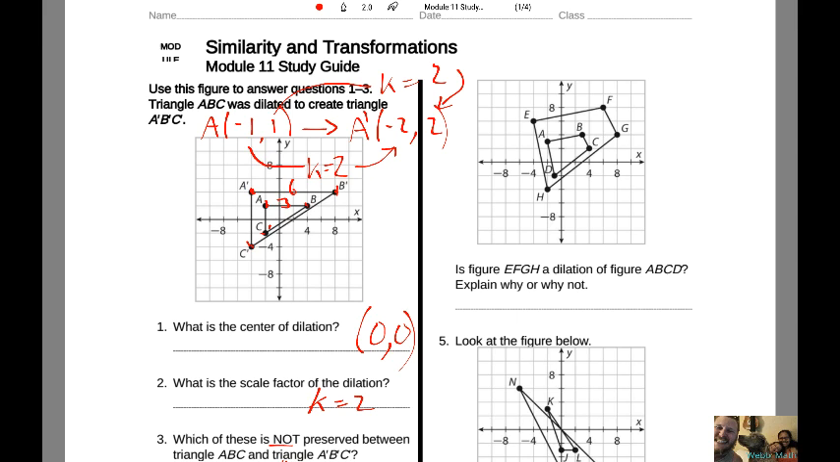EFGH is a dilation of figure ABCD. Explain why. So it's asking, is this figure a dilation of this one? So we have to explain. Make sure you explain. Don't lose out on points just because you didn't give your reasoning. We care about your thought. All right, so here we go.